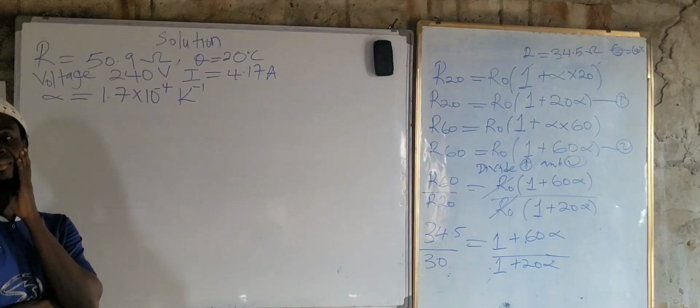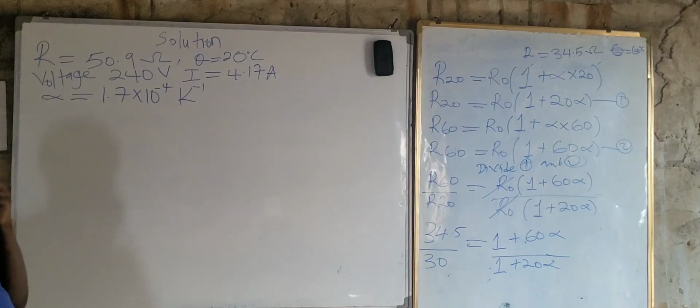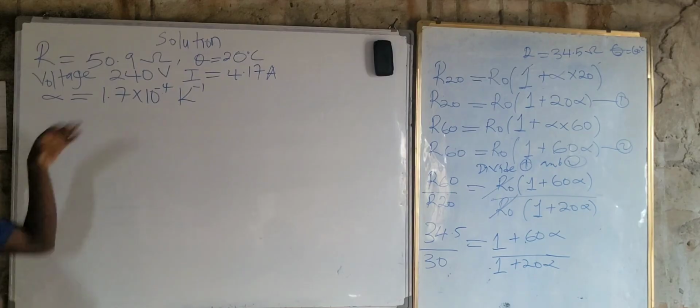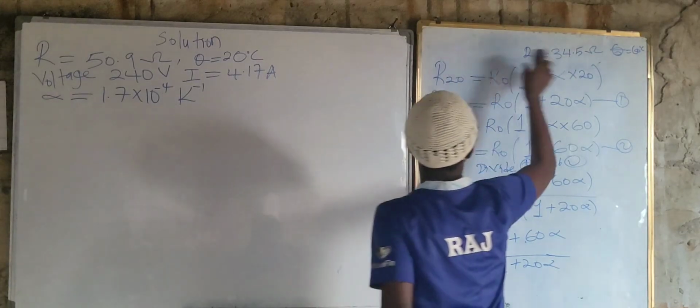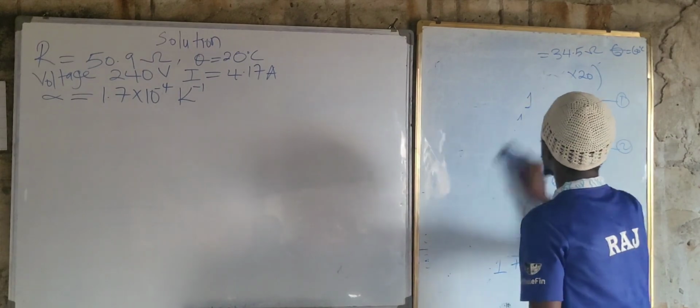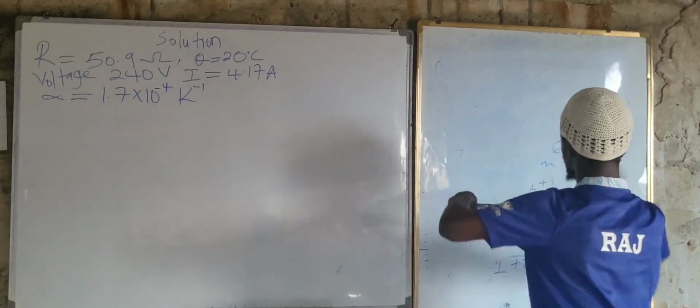The resistance of a micron element of an electric wire is 50.9 ohms. Now we have R is equal to 50.9 ohms, right? At 20 degrees C, when operating on a 240 volt supply, the current flowing through it is 4.17 ampere. Calculate the steady temperature reached by the electric wire if the temperature coefficient of micron is 1.7 times 10 to the minus 4 per Kelvin.